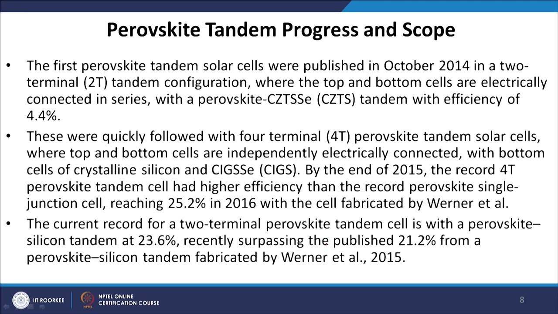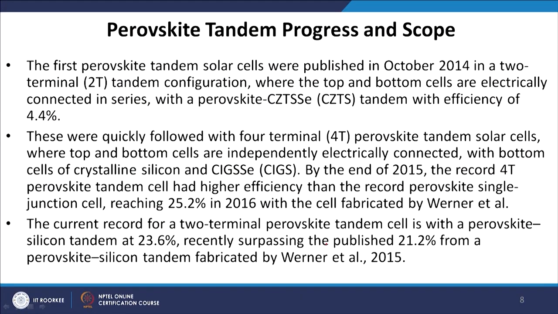Now, when we make two-terminal devices, the efficiency value was limited to that 4.4%. But when we go for four-terminal devices, and by optimizing the device parameters, Werner's group reported an efficiency which crossed the single junction perovskite solar cell efficiency, that is 25.2%. The current record for a two-terminal perovskite tandem cell is with a perovskite-silicon tandem, at 23.6%. So, now instead of the CIGS solar cell, if we use silicon as one of the components of the tandem, then the efficiency increased to 23%.